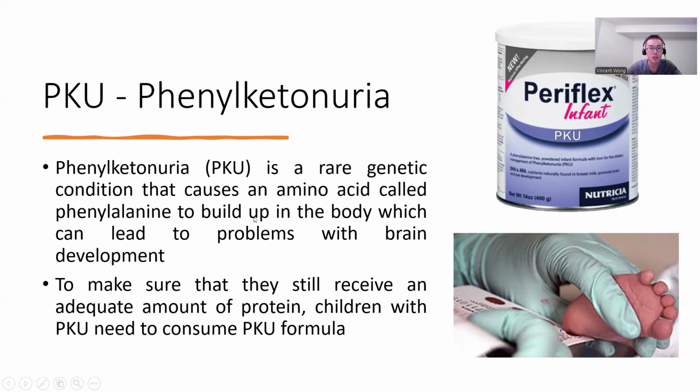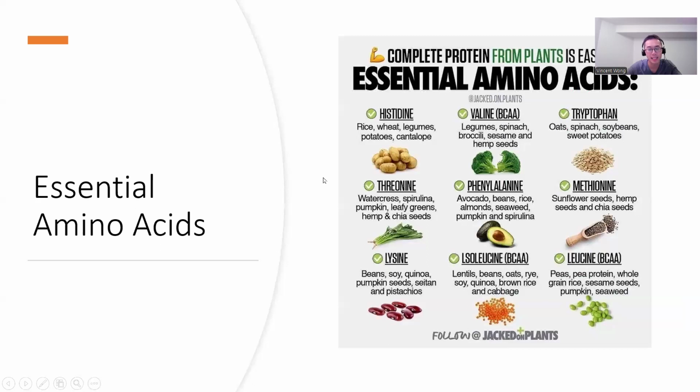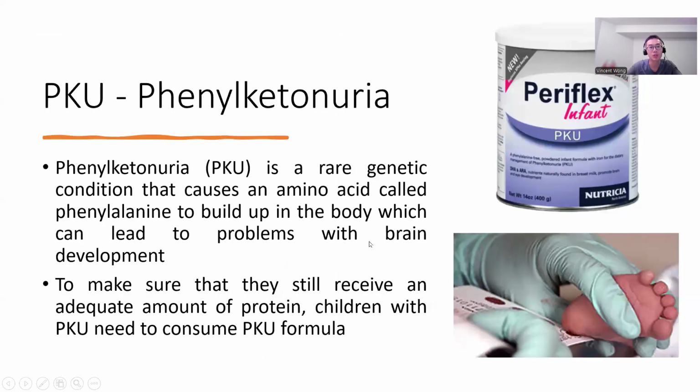In this rare genetic condition, the baby cannot break down phenylalanine, which is one of the essential amino acids. So if the baby consumes phenylalanine, which would be in baby formula as well as breast milk, it builds up in the body and the brain, and it could result in developmental problems. So they need to test for this, because as soon as they find out the baby has PKU, the baby needs to be put on a special baby formula that does not have phenylalanine in it.